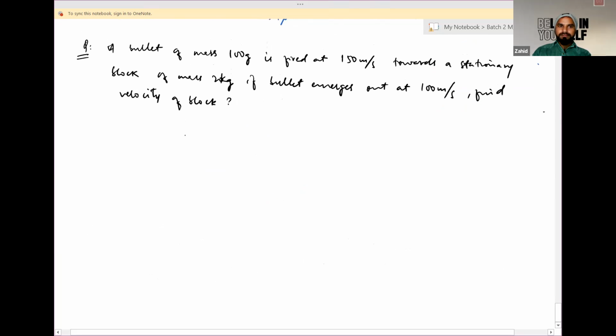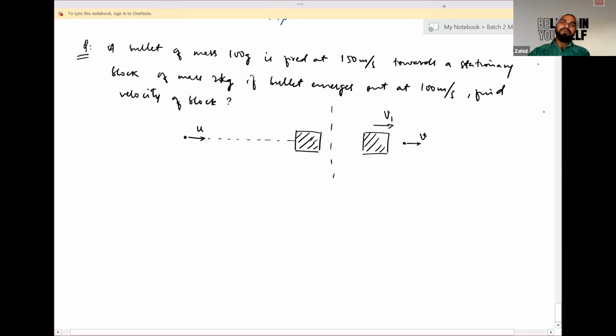Suppose a bullet is fired along this direction at some initial velocity u. There's a block in its path. So the bullet will penetrate into it and then emerge out at some velocity v, which is 100 meter per second. So this block will have acquired some velocity, let's say v1.